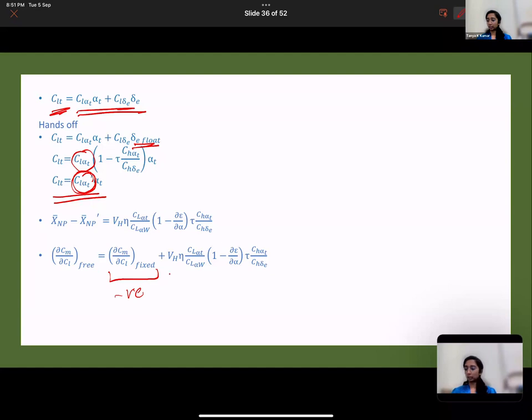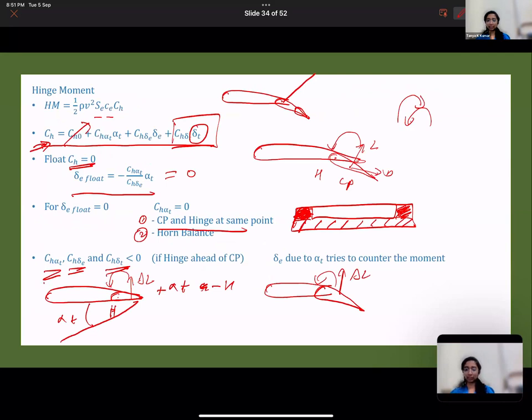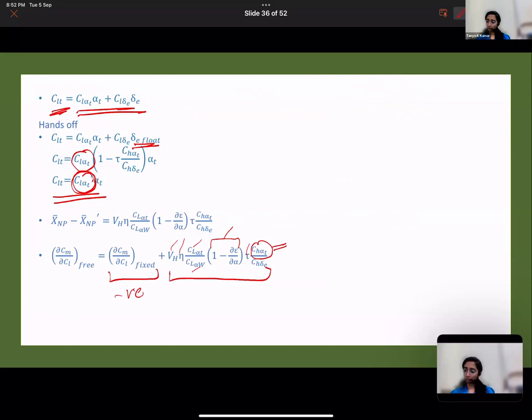All right. Now let's look at this term. Let's see if it's positive. VH is positive, efficiency factor is positive, CL alpha tail is positive, CL alpha wing is positive. This entire term is positive. Tau is positive. CH alpha tail, positive or negative? We just saw that CH alpha tail, CH delta E, CH delta T, they are all negative. So this is negative. CH delta E again is negative. So this entire term is positive, right?